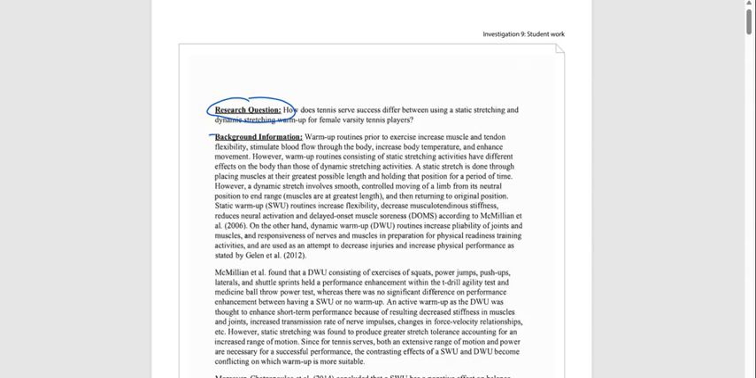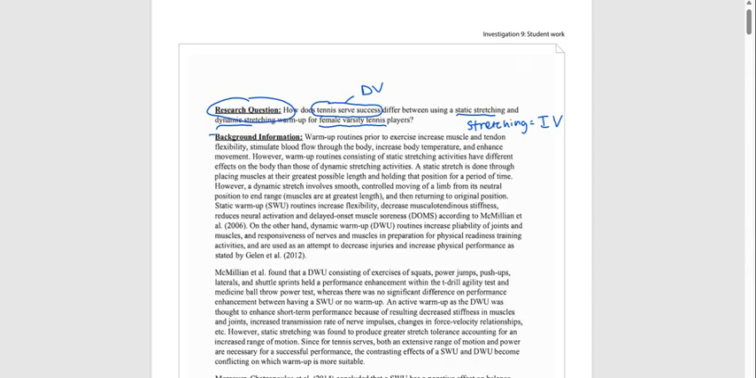So really quick, just a couple of things. They have made it very clear who they're studying by saying the gender, the ability level, and the sport. They have not just said performance, they have said tennis serve success. So that's what they're measuring. That's going to be the dependent variable. How does that differ when you use static stretching or dynamic stretching? So stretching is the independent variable.